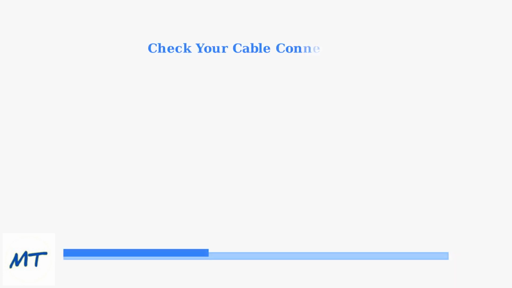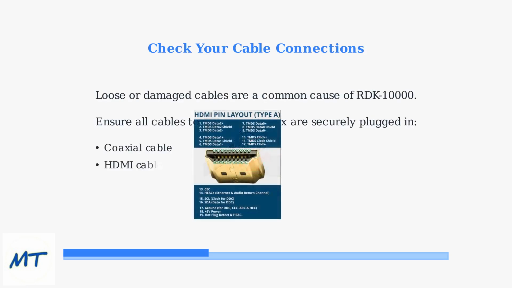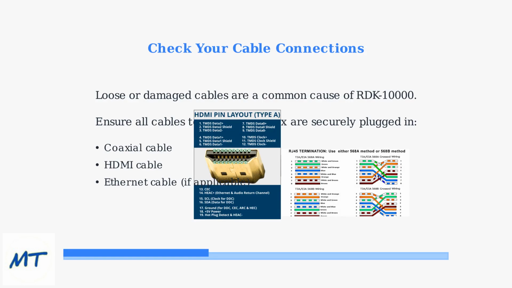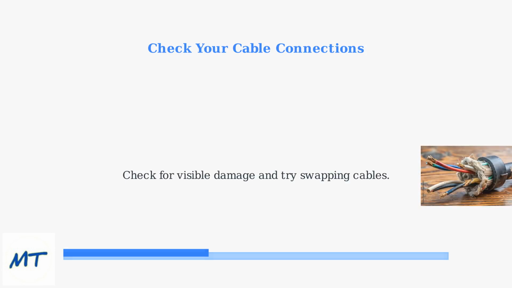Loose or damaged cables are a common cause of the RDK-1000 error. Make sure all cables connected to your Xfinity box are securely plugged in, including the coaxial cable, HDMI cable, and Ethernet cable if applicable. Check for any visible damage to the cables themselves. If possible, try swapping out cables with known good ones to rule out a faulty cable. Damaged or faulty connections are a common cause, so ensure they are well connected.